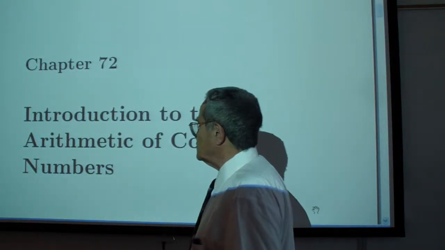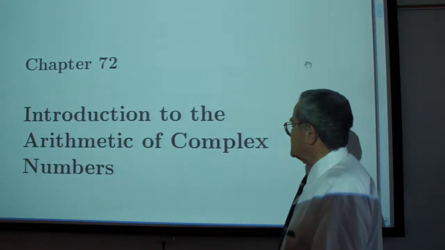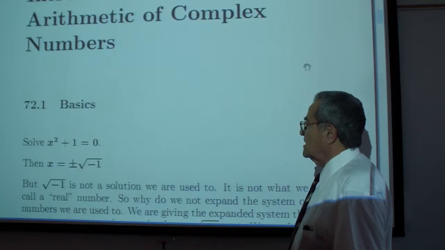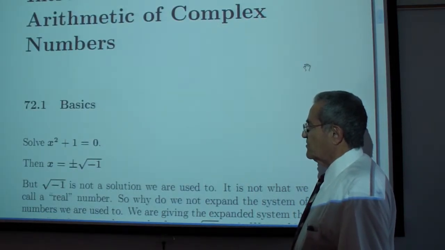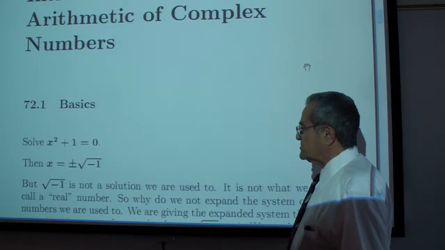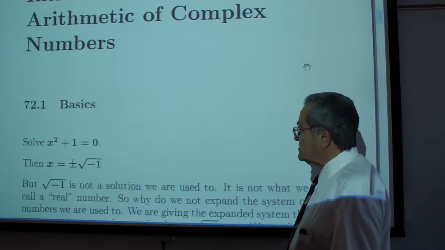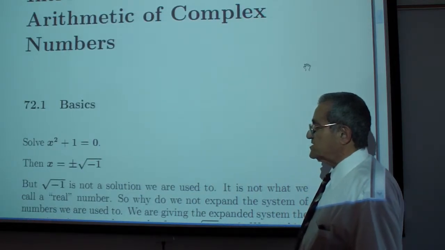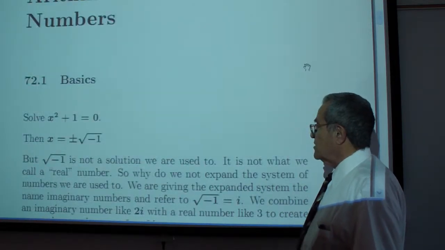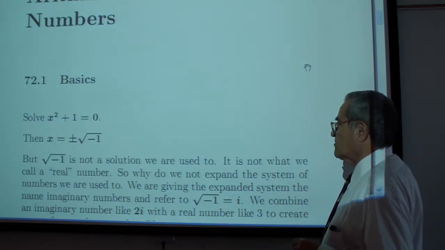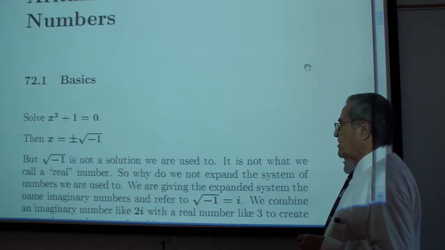Chapter 72, Introduction to the Arithmetic of Complex Numbers. Solve x squared plus 1 equals 0. Then x is plus or minus the square root of negative 1. We've already seen that the square root of negative 1 is not a real number. So it is not what we call a real number.